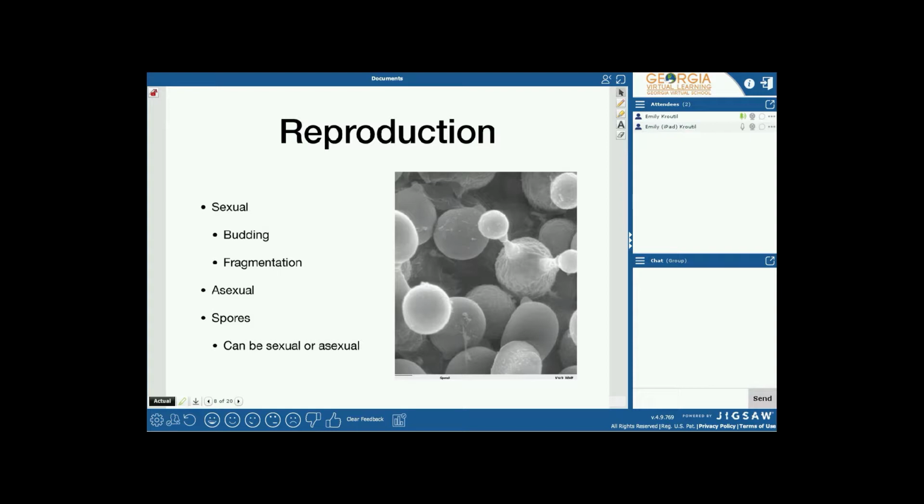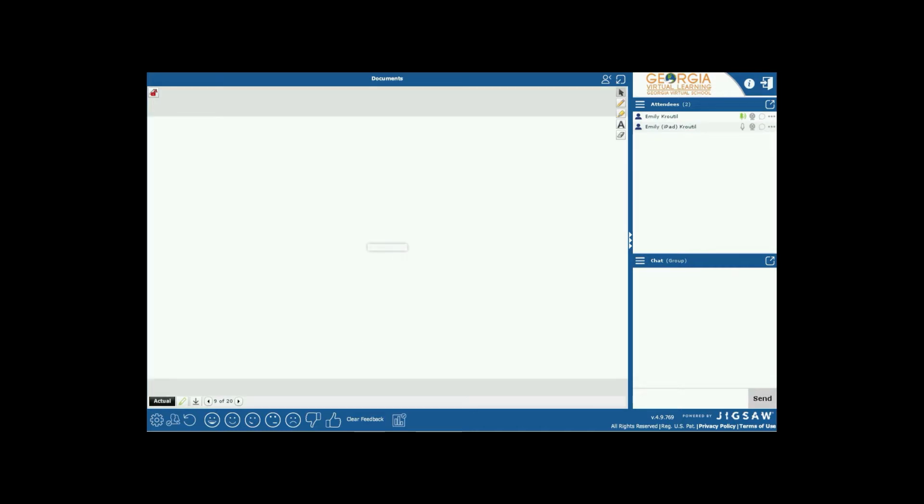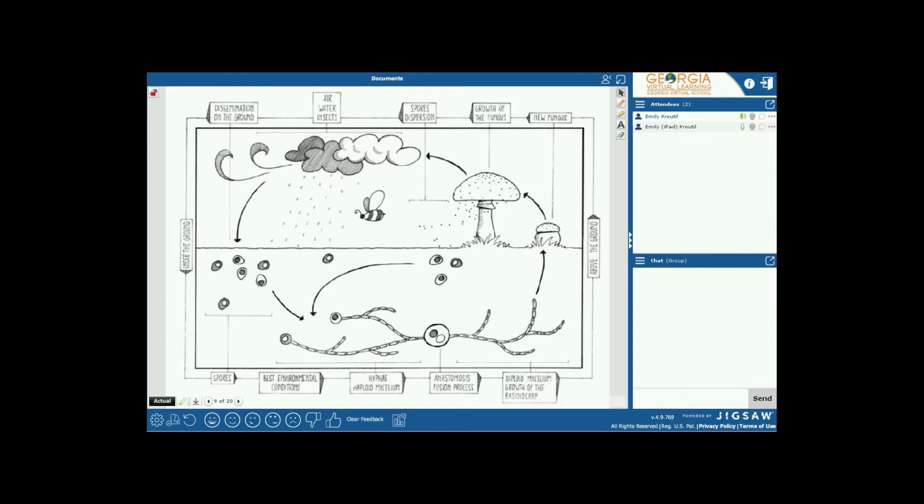The spore is basically just like a little seed kind of thing, and it's just really sturdy, and it can withstand really not very pleasant environments. So basically, this is kind of how fungus can reproduce.